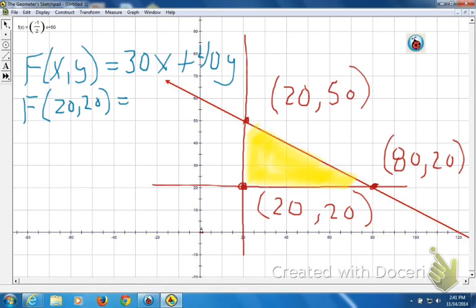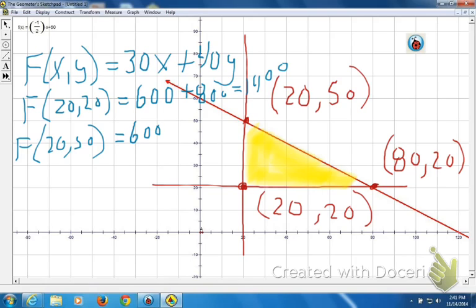So this is going to be 30 times 20, of course, gives us 600. Of course, this is going to be 40 times 20, which is going to give us 800. So, of course, this equals 1,400. Okay, that's one value. All right, second value is going to be in here. Let's do f of 20-50. All right, f of 20-50 is going to give me 30 times 20, which is 600, plus 40 times 50, which is going to be 2,000. And this, of course, gives us 2,600.